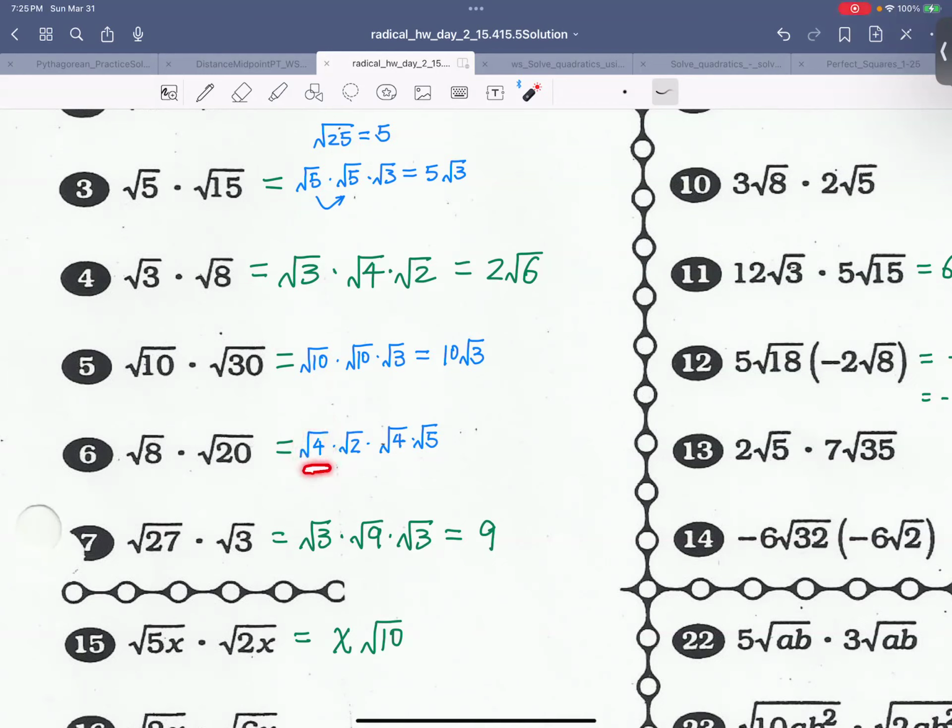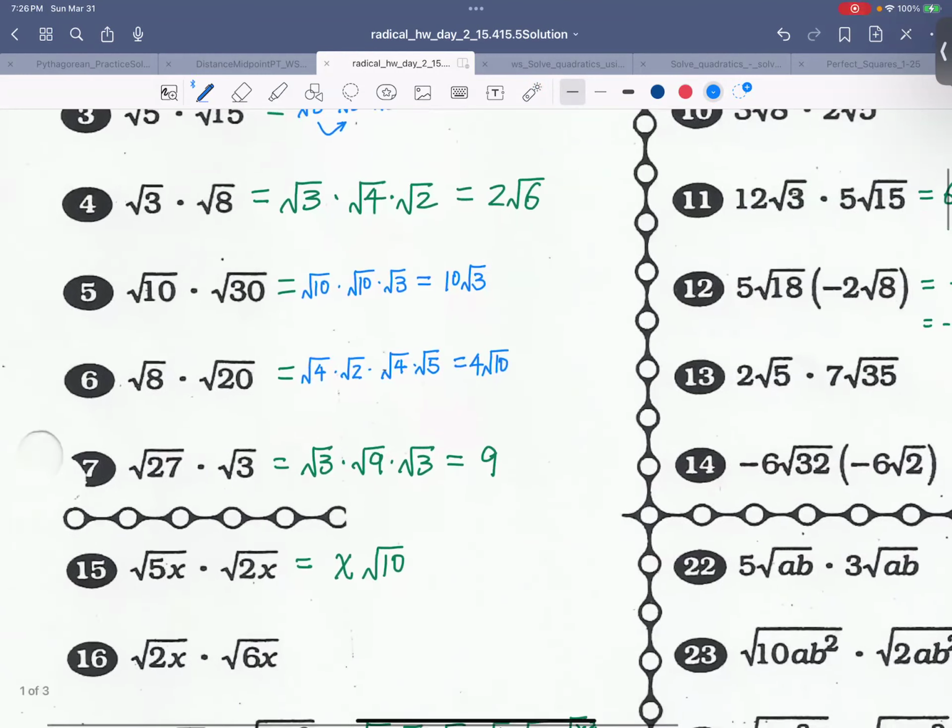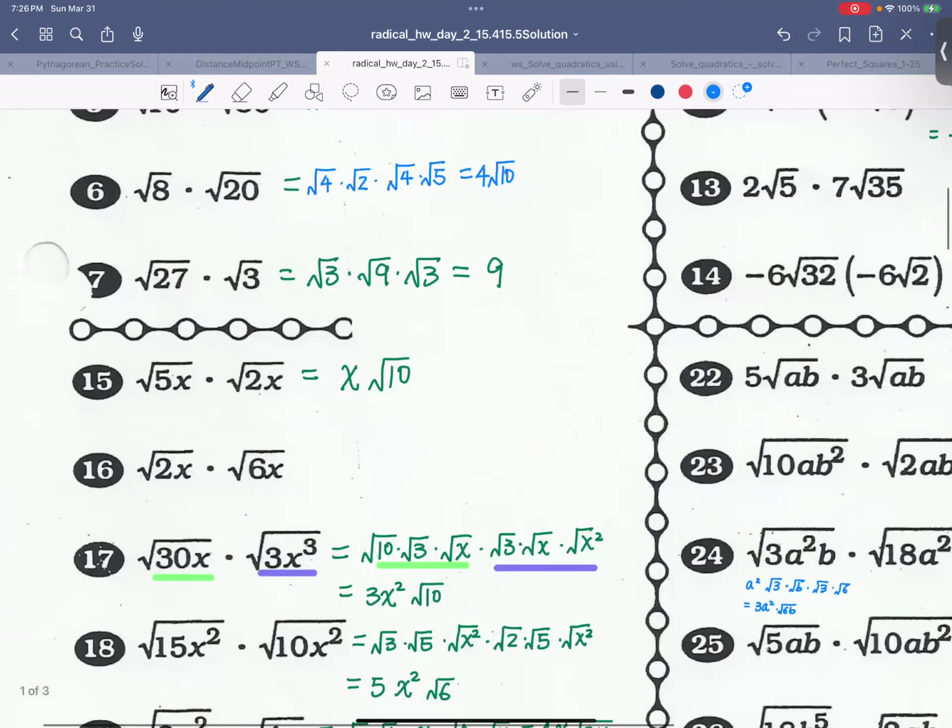So this guy, you take out 2. This guy, you take out 2. Or you can say these 2 together give you a 4, right? This and this, you take out 4. So you do 4 times square root 10. Very good. Make sense? Now, let's see over here. You do one more here. What do you do for this one?